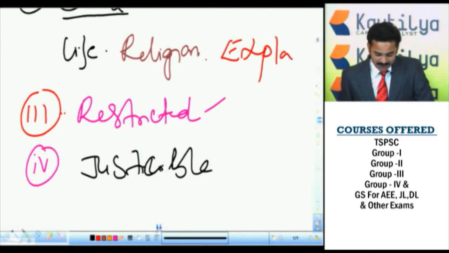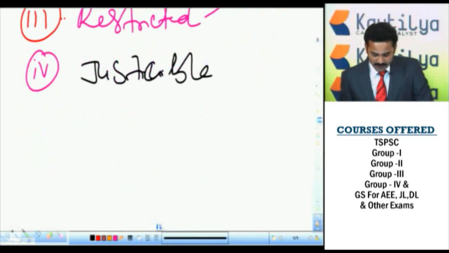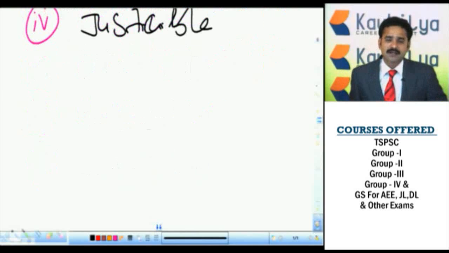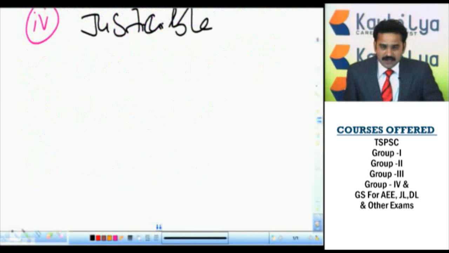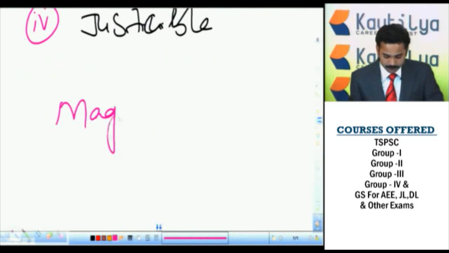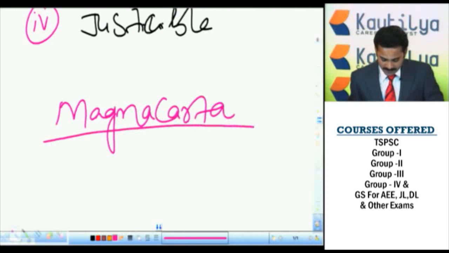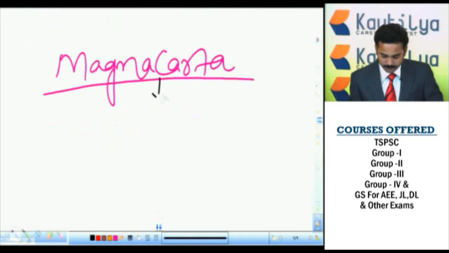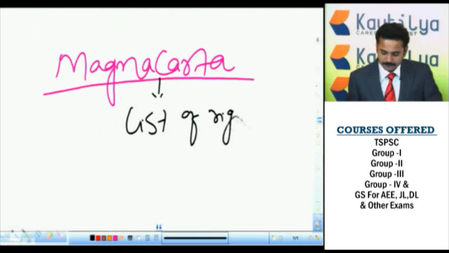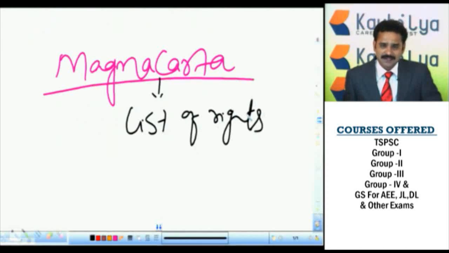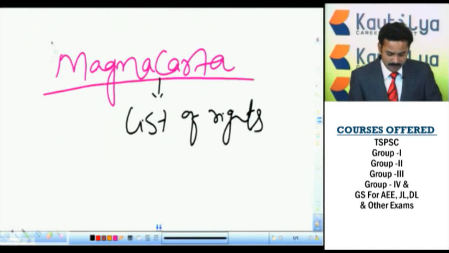Now let us try to understand the sources of the fundamental rights and the various fundamental rights enumerated in the Indian Constitution. Regarding the concept of fundamental rights, in the world, the first written document relating to fundamental rights is known as Magna Carta, which means list of rights. In the 16th century, the British king granted some rights to the English citizens, in the form of Magna Carta.